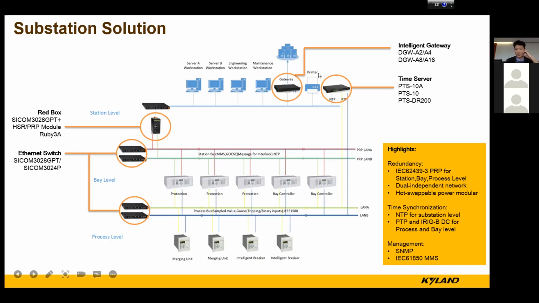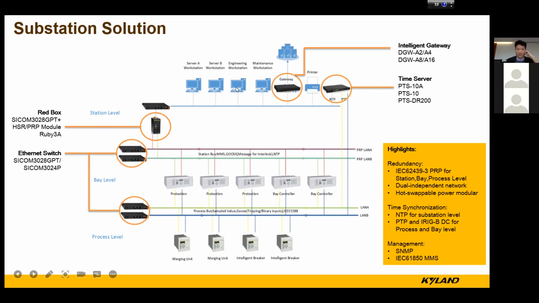Besides, we can also provide our time synchronization solutions here. For the three levels, different accuracies are required. According to 61850, the station level requires the accuracy around 1 second, and the bay level requires the accuracy of less than 1 millisecond, and the process level requires the accuracy of less than 1 microsecond.